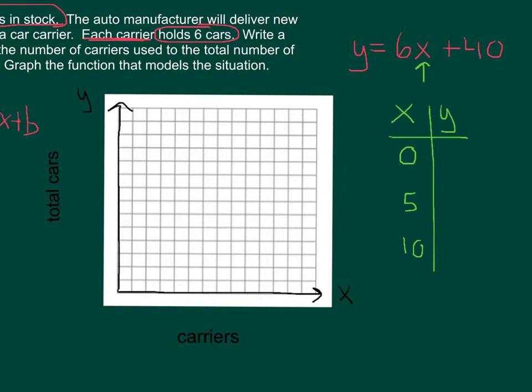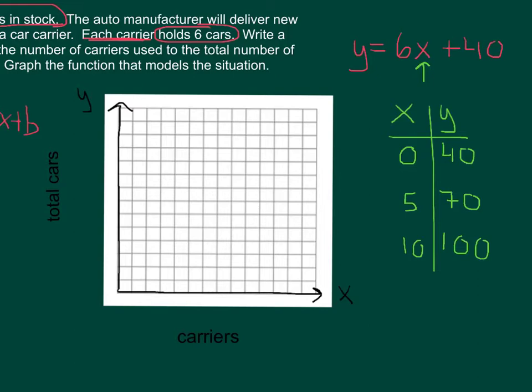If there are 0 carriers, there's still the initial 40 cars. If there are 5 carriers, 5 times 6 is 30, and 30 plus 40, there'll be 70 total cars. And if 10 carriers come, 6 times 10 is 60, plus 40 is 100. So let's label our graph.